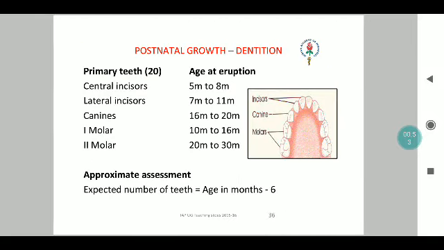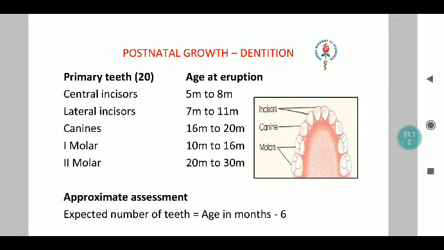If you consider the dentition, there are 20 primary teeth as well as 32 total teeth in a completely developed individual. The approximate number of teeth is given by a simple formula of age in months minus 6. 5 to 8 months is when the central incisors tend to appear, 7 to 11 months the lateral incisors. The canines appear between 16 to 20 months of age, the first molar at 10 to 16 months, and the second molar between 20 to 30 months.